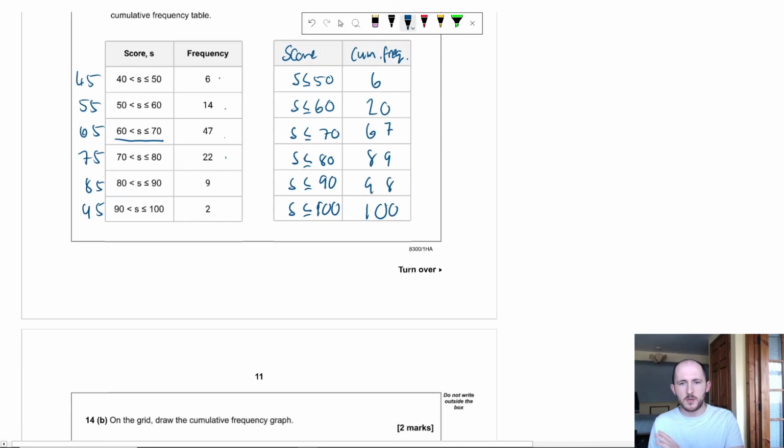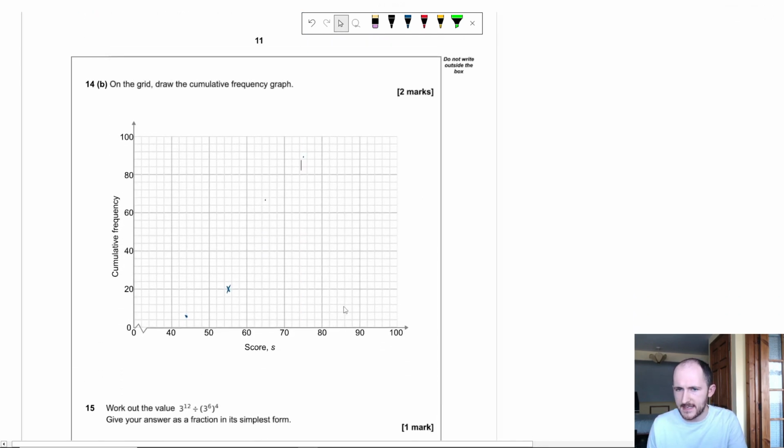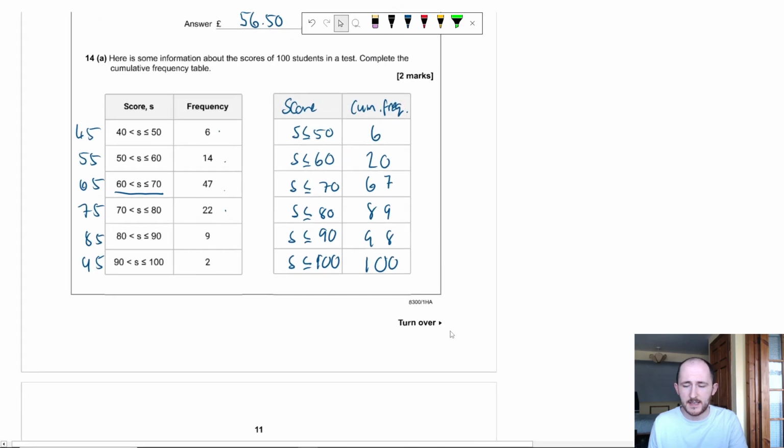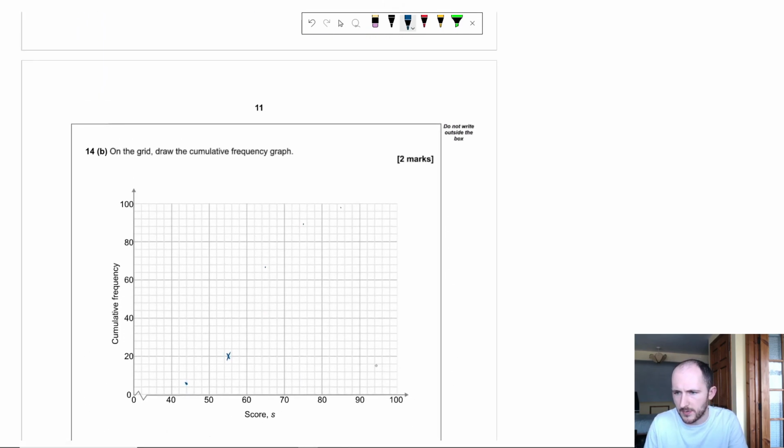Again, it doesn't need to be super accurate. Then 85 and 98 would be halfway between those two boxes. And lastly, but certainly not least, 95 and 100.